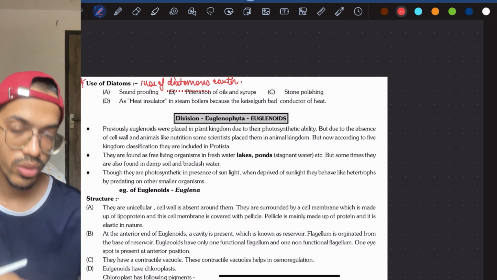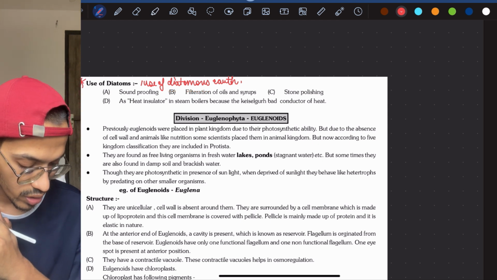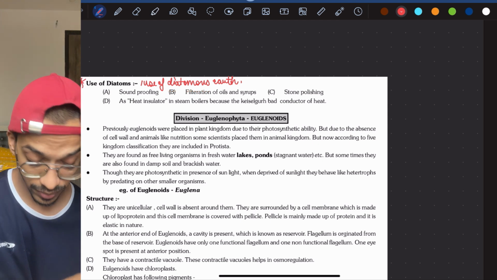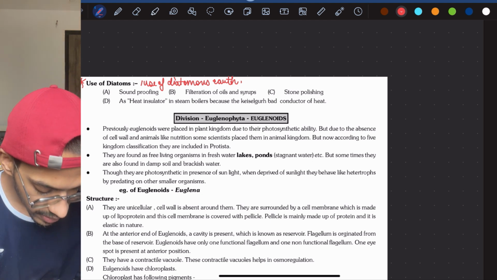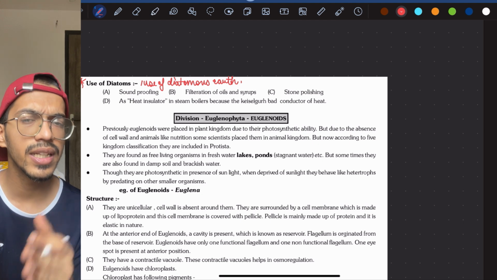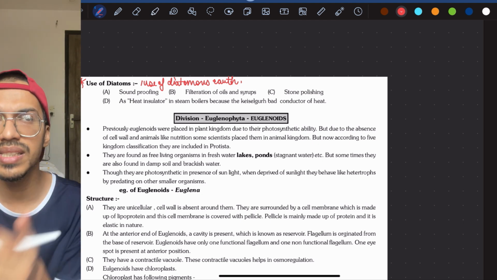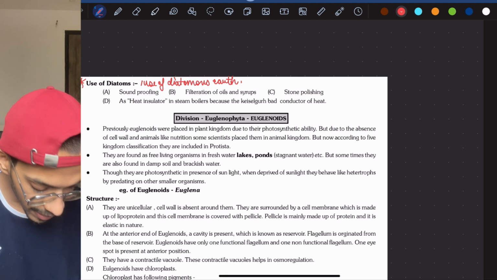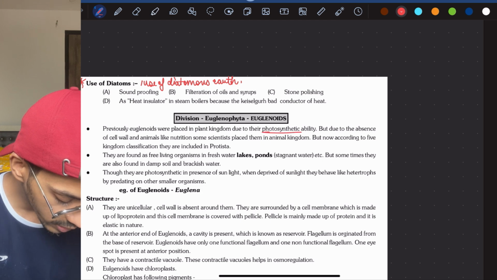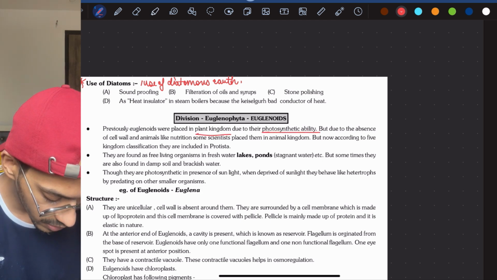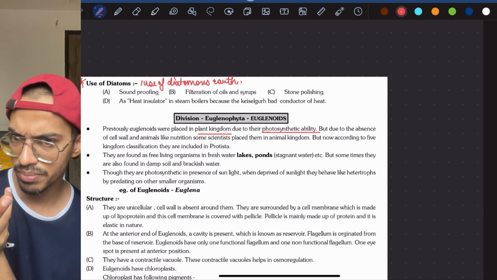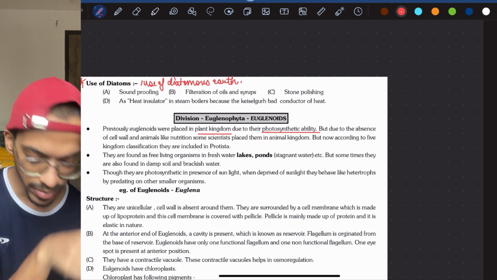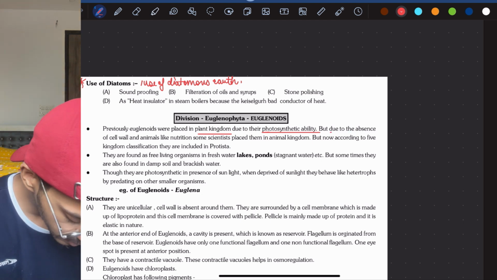Okay, moving on to the next division. What is the next division? That is the Euglenoids. Now, what are the Euglenoids? Previously they were put into the plant kingdom because they can make their own food and have similar photosynthetic pigments. This we have already studied. But later on we realized that they do not have a cell wall present. So they have a feature of animals, the absence of a cell wall.